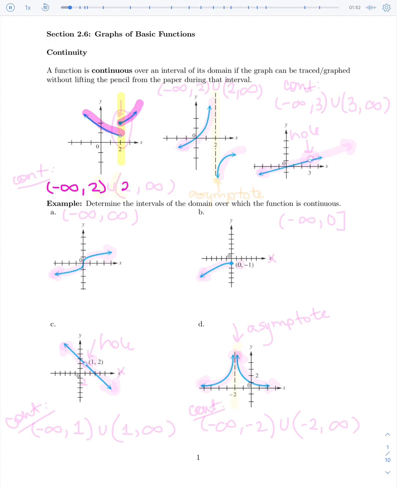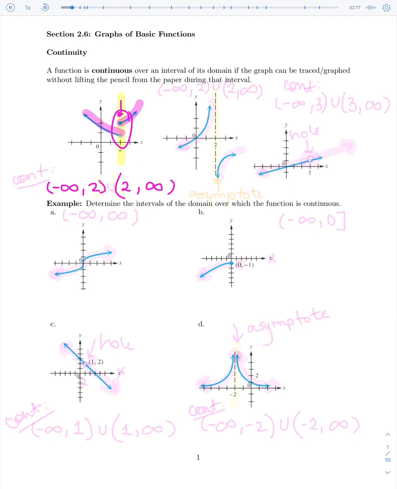So we can go from 2 and continue on forever towards infinity. However, again, the idea is at actually 2, you do have to pick up your pencil, so you cannot include 2. That's why we're going to use parentheses. Even though you see a closed circle, it does not matter. You had to pick up your pencil at 2, so 2 can't be included. So you have to use the open parentheses on either side.